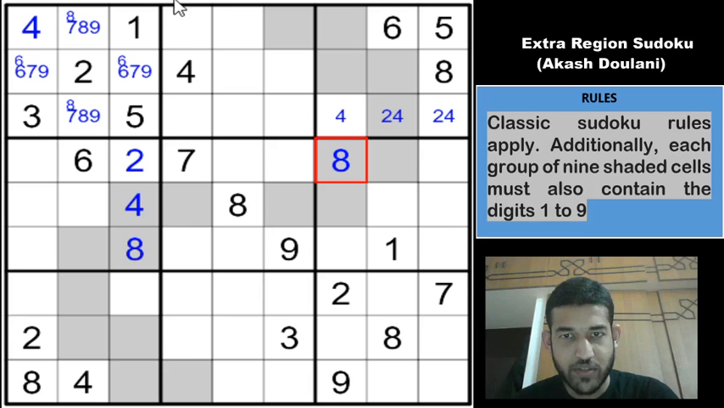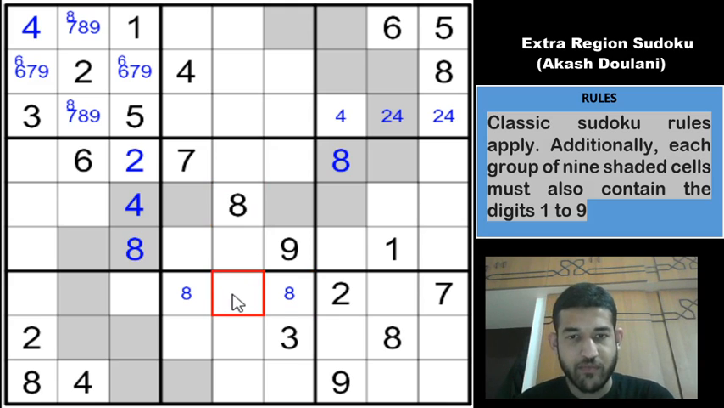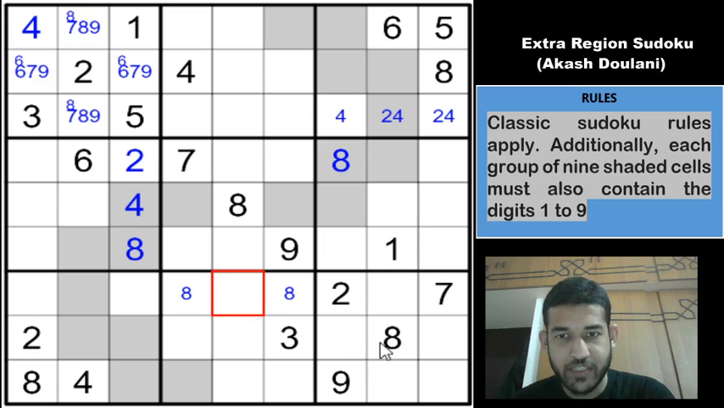So 8 in box 2 has lots of possibilities. 8 in box 8. Okay, 8 is in row 8 and row 9, which means that 8 must be in one of these 2 cells, because 8 cannot be in row 7 column 5. Okay, so what do we do next? Let us start making some candidates maybe.